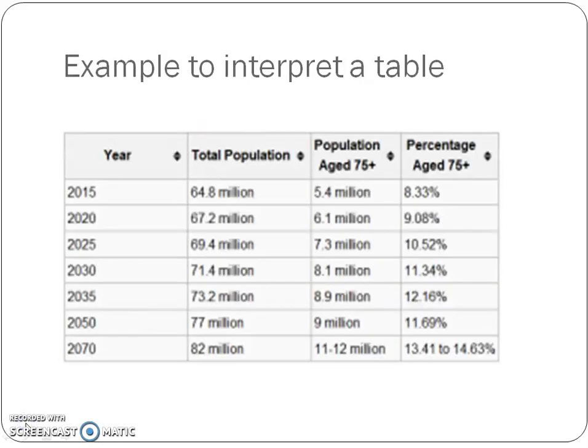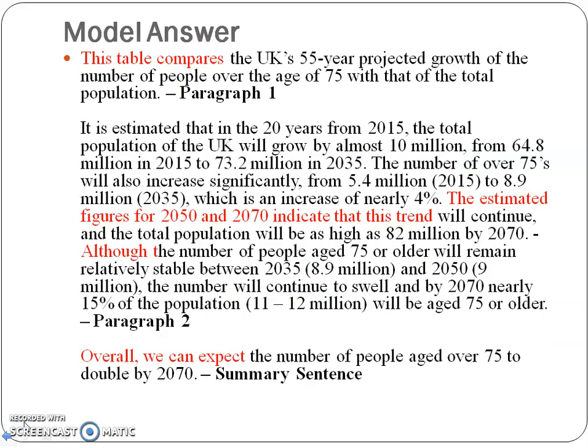In this slide, I am going to discuss with you about the example of how to interpret a table. Now look at this table. In this table, the United Kingdom's total population is given for the years starting from 2015 to 2017. So now let us look at this table and find out how to interpret this table into a good paragraph. Now look at the model answer for that particular question.